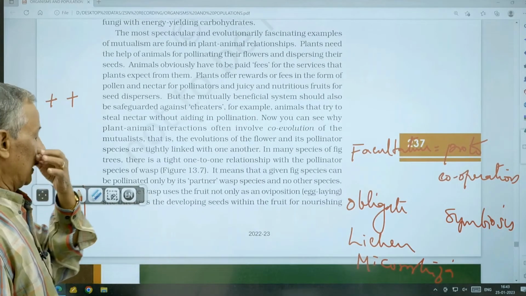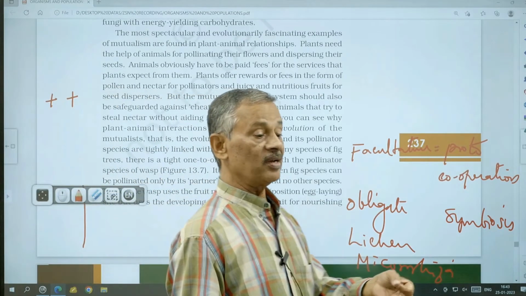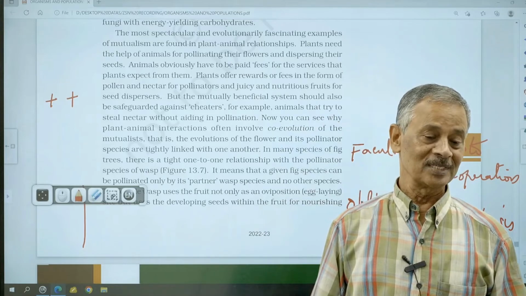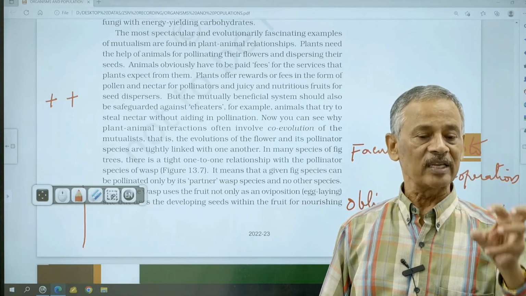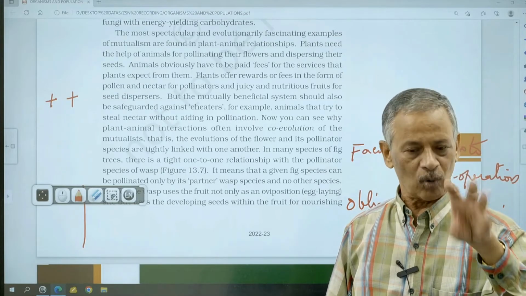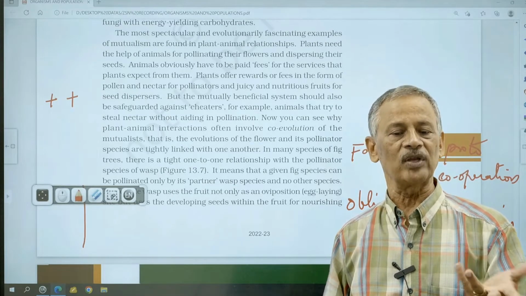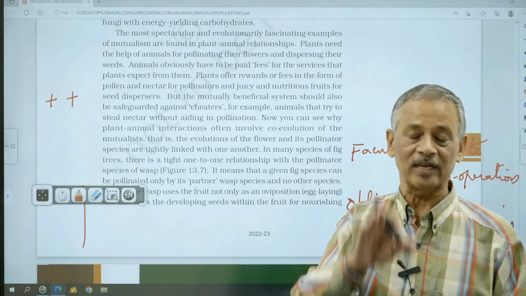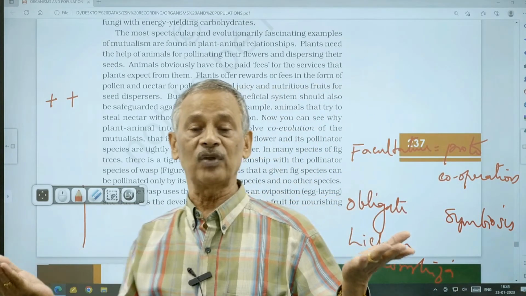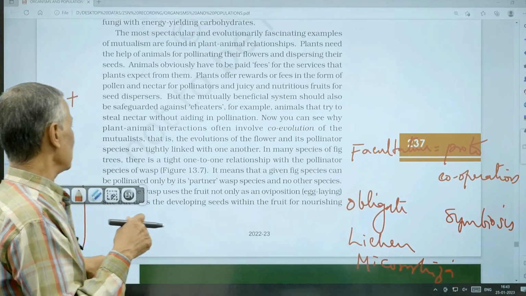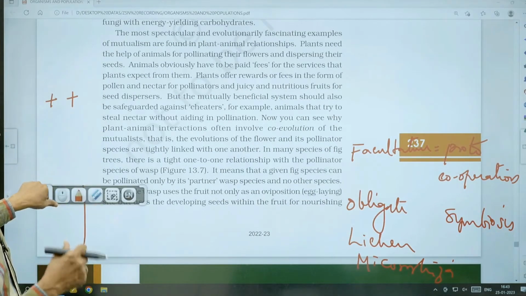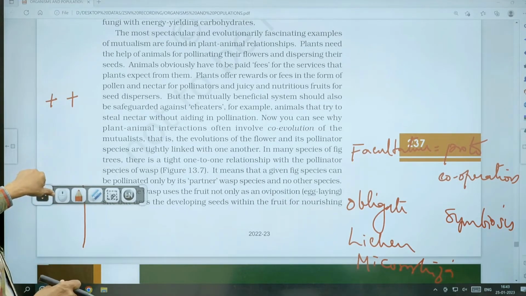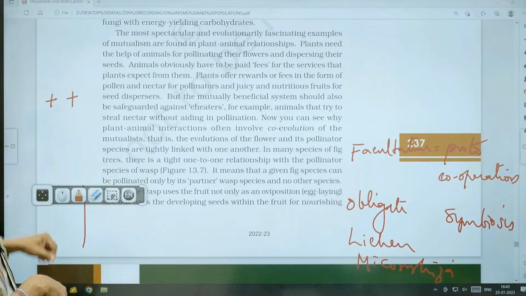Now, the relation between many plants and its pollinators. Pollinators are insects, and insects are given some food, nectar, pollen. So, insects are getting benefit. The plant is also getting pollinated. So, both of them are getting benefit. And there's a classical example where a flower is mimicking the female insect so as to attract the males.